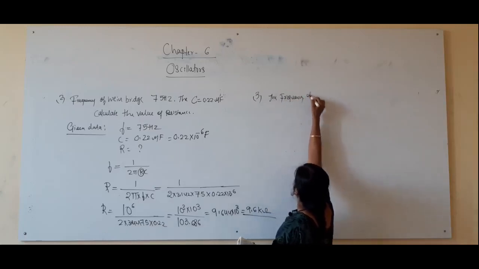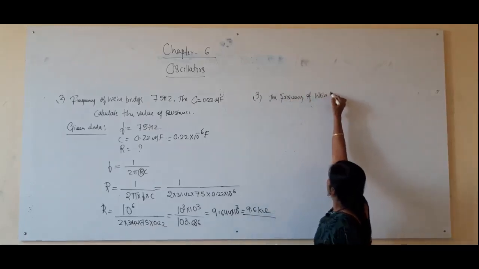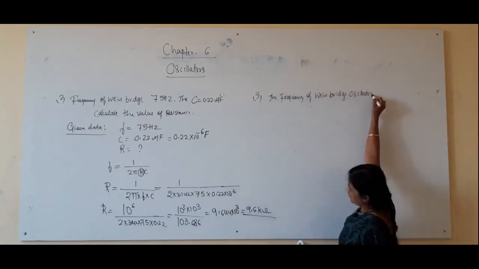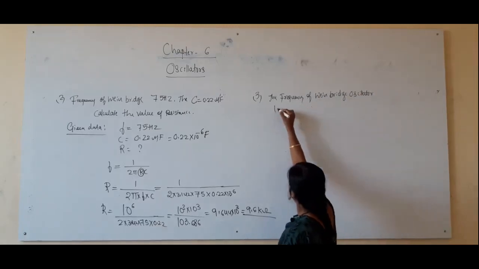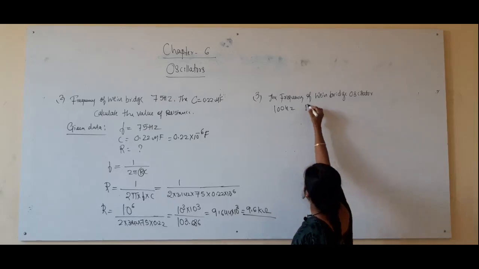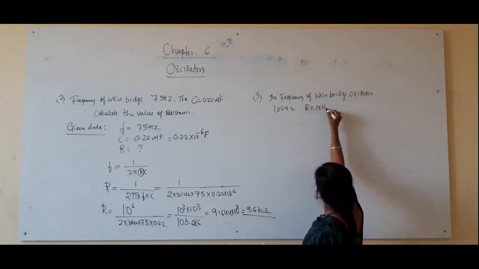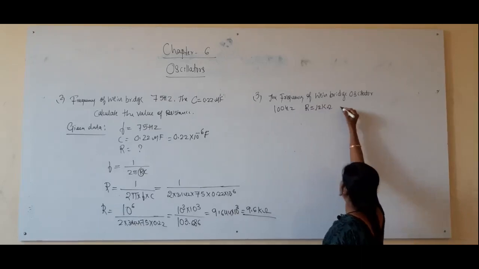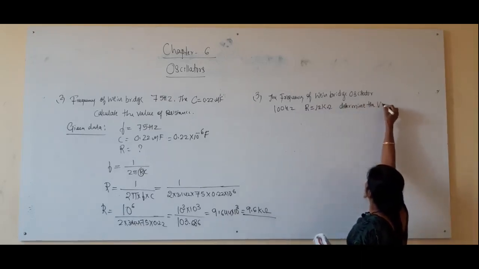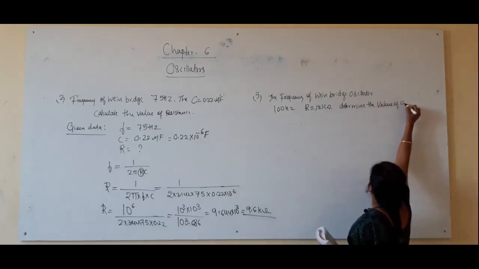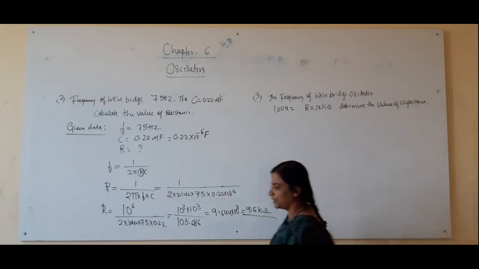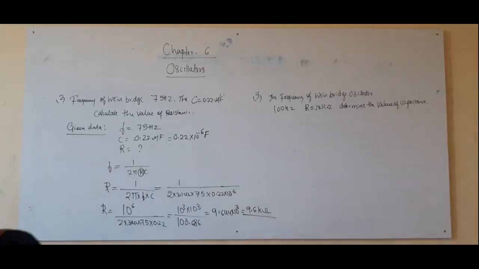The frequency of the Wien bridge oscillator is 100 hertz. If the value of resistance used is 12 kilo ohm, determine the value of capacitance. This is another type of problem, so this type may be asked in your examination.